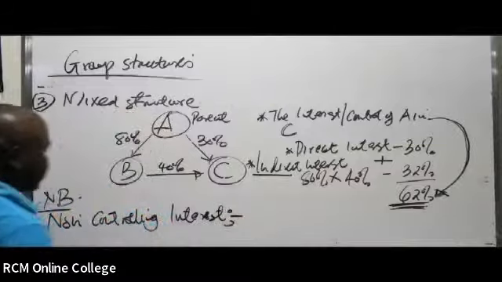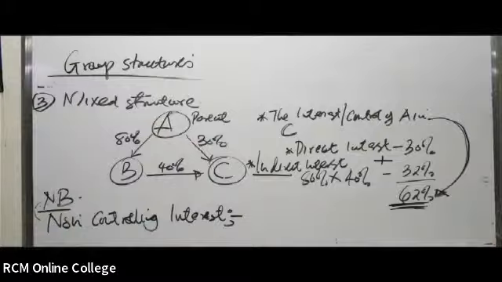You write non-controlling interest as an NB. Then you define this non-controlling interest like this: this is the proportion of the net assets in the subsidiary that is not owned by the parent or holding company.